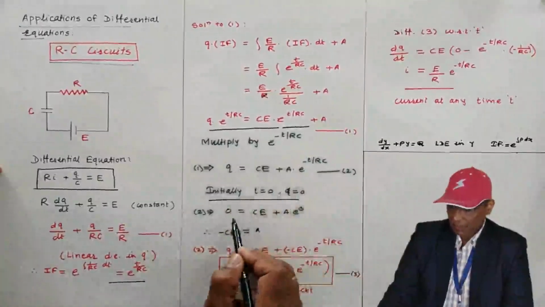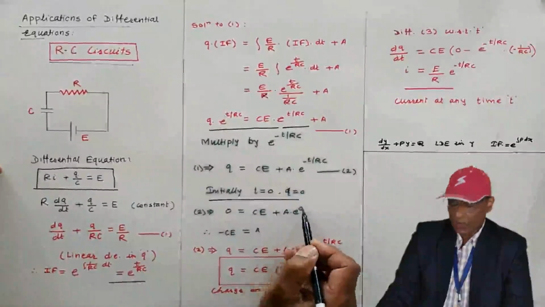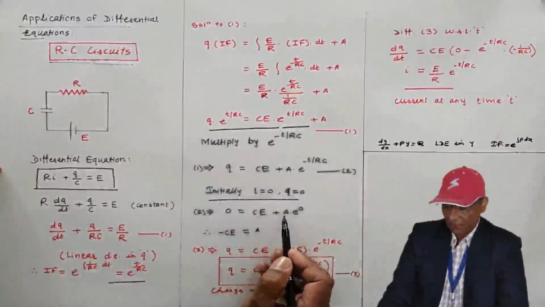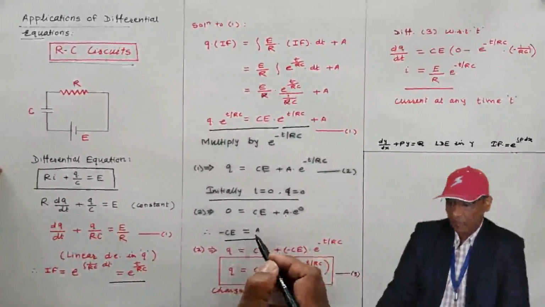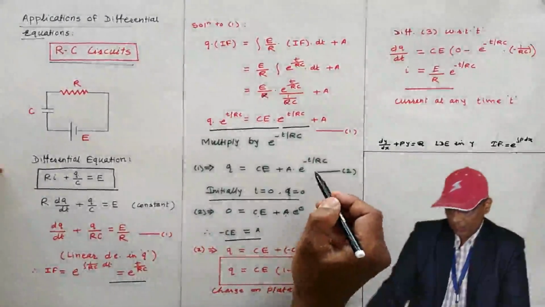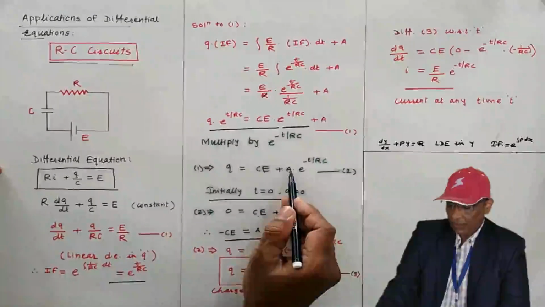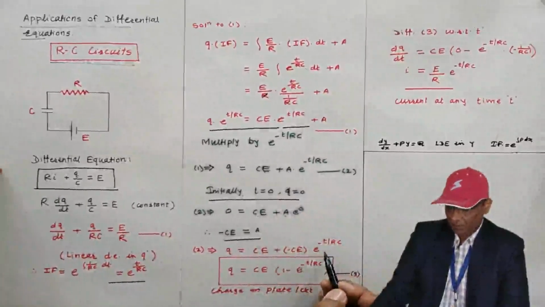So this equation becomes like this, Q equal to 0 and T equal to 0. The e to the power 0 is 1. The CE as it is, the CE plus A, therefore A equal to minus C. So put value of this arbitrary constant here in equation 2. The equation 2 becomes Q equals CE as it is. Value of A is minus C, this I have substituted, this is as it is.